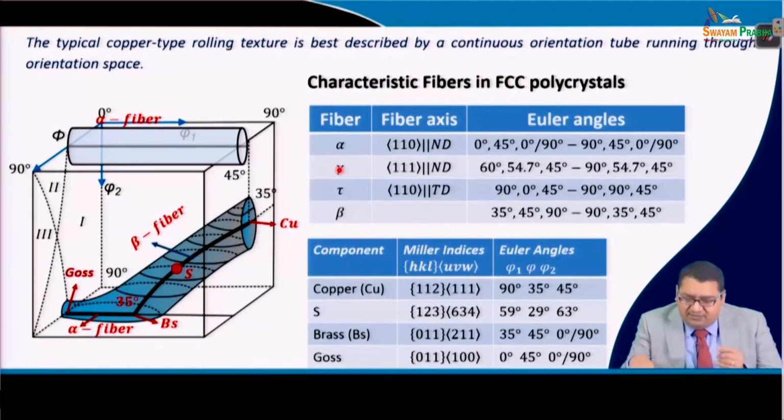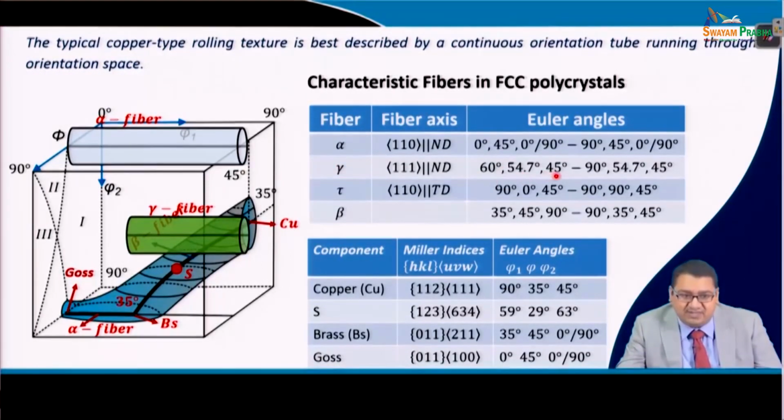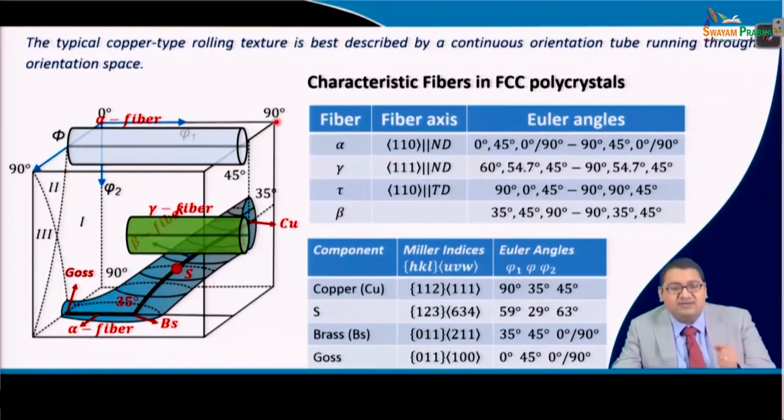And you see that if we look here, if the gamma fiber texture is present in the material, it will look something like this. Here the gamma fiber is again a partial fiber texture, and it starts from 60 degrees, 54.7 degrees and 45 degrees. That means it starts from phi 1 equal to 60 degrees, phi equal to 54.7 degrees, something like that, and then phi 2 equal to 45 degrees. And then you see it goes up to phi 1 equal to 90 degrees, keeping phi and phi 2 the same.